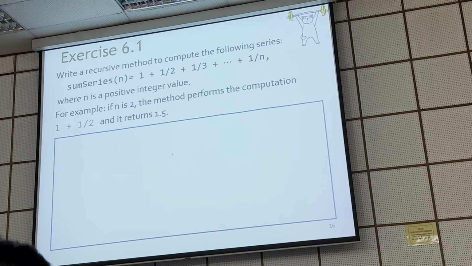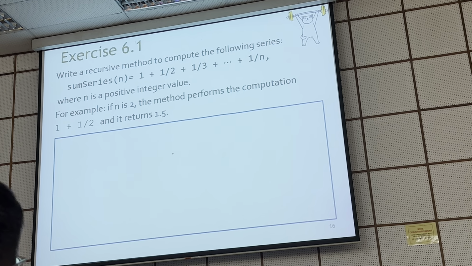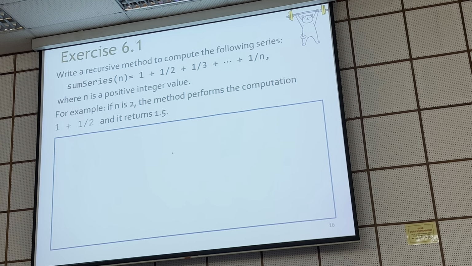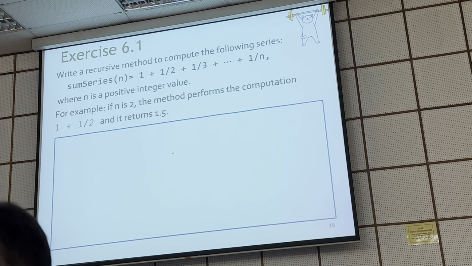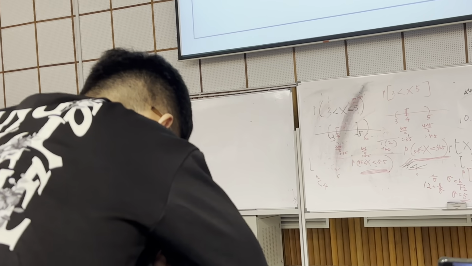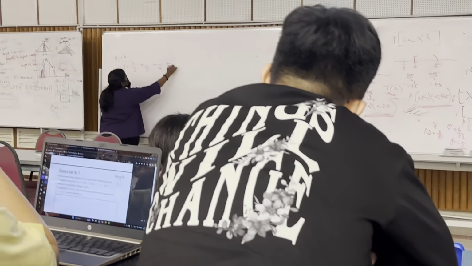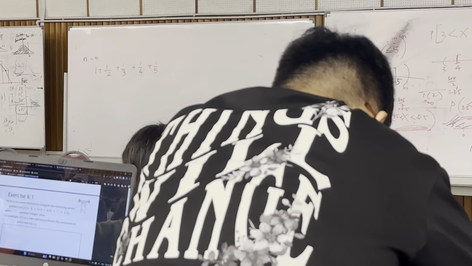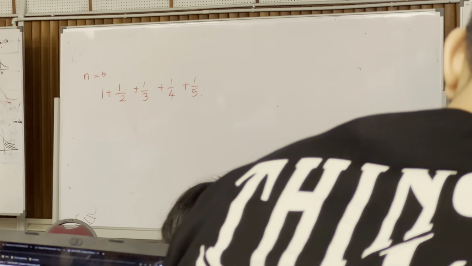So now let's do this. How to write a recursive method for this. I'll give you 2 minutes. Take a look at it. This one is basically, if I have n equal to 5, for example, 1 plus 1 over 2 plus 1 over 3 plus 1 over 4 plus 1 over 5. So this is what we're going to do. How do you write a recursive method?